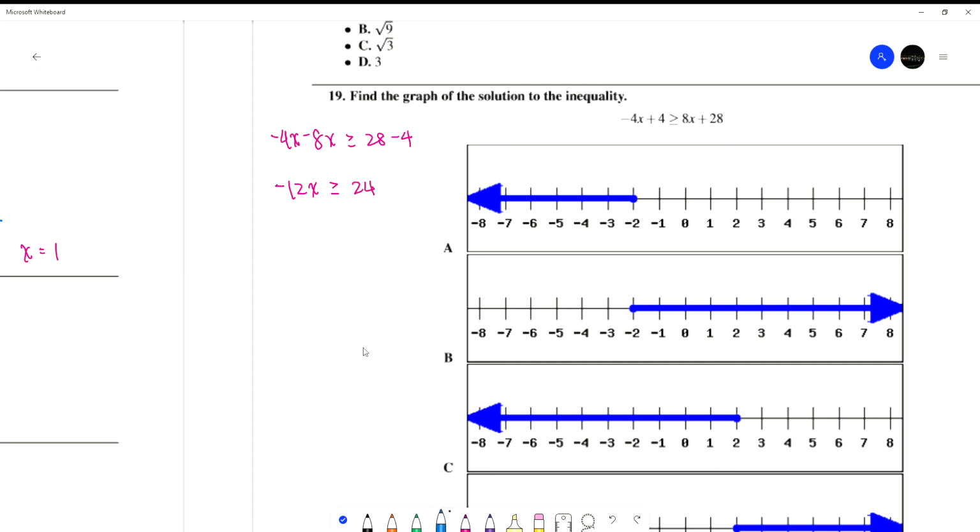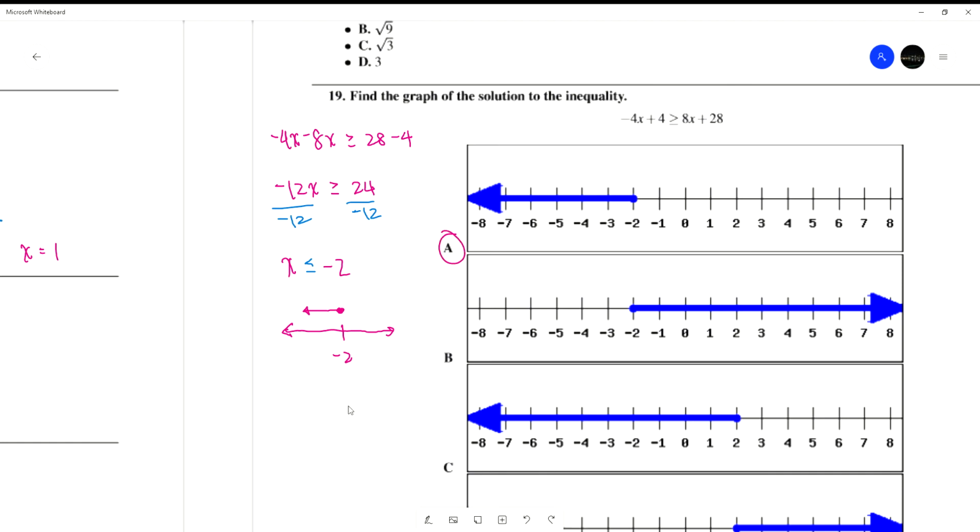Now here's an important step. We divide by what number? Negative 12. When you do that, your inequality sign flips in the other direction. So this greater than or equal to becomes less than or equal to negative 2. So that means closed circle, right, at negative 2, and it goes towards negative infinity. That's answer choice A. Does that help?